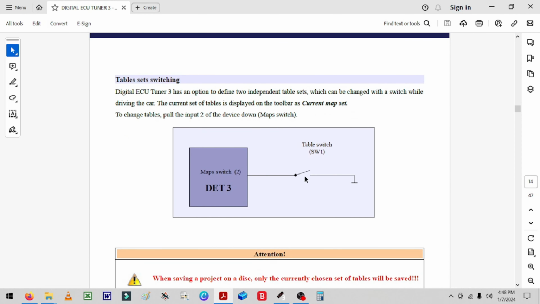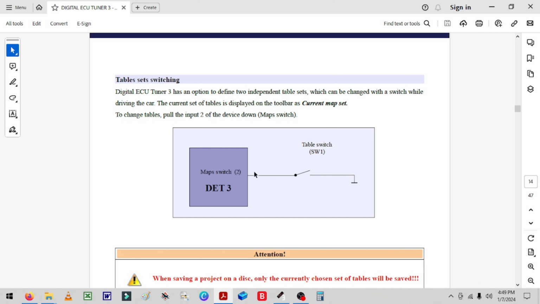Here again, I don't know if I covered it in the last video or not, but to set this thing up is really simple. In cavity 2 in the DET3, you're going to run a wire. Okay, very simple. One end of the wire goes into cavity 2, the other end hooks on one of the poles for your switch, and the other pole for the switch gets grounded. That's it. Very simple.